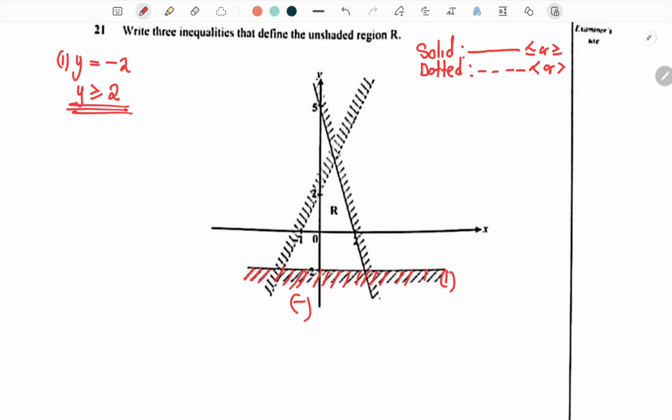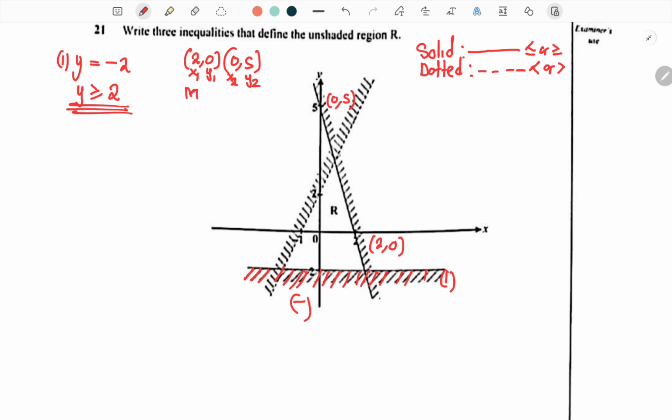We go to the second one. The second one is passing at (2, 0) and (0, 5). So we are going to get those coordinates. So this is 2, 0, and then the other one is going to be 0, 5. So this is going to be x1, y1, x2, y2. Then we find our gradient.